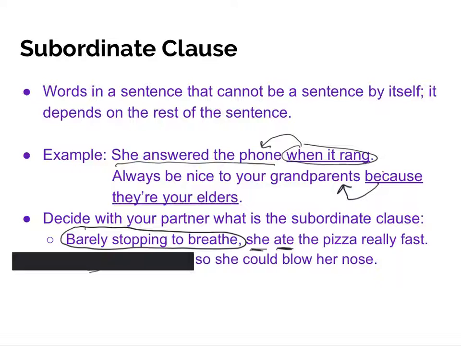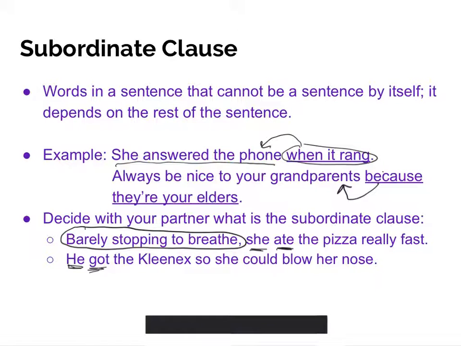Could that be a sentence by itself? No, it couldn't. So she could blow her nose. Well, what happened? Why could she blow her nose? This doesn't explain why. In order for this part to make sense, it needs to be connected to this first part here. It can't be a sentence on its own. This here is the subordinate clause, so she could blow her nose, because it depends on this part of the sentence.